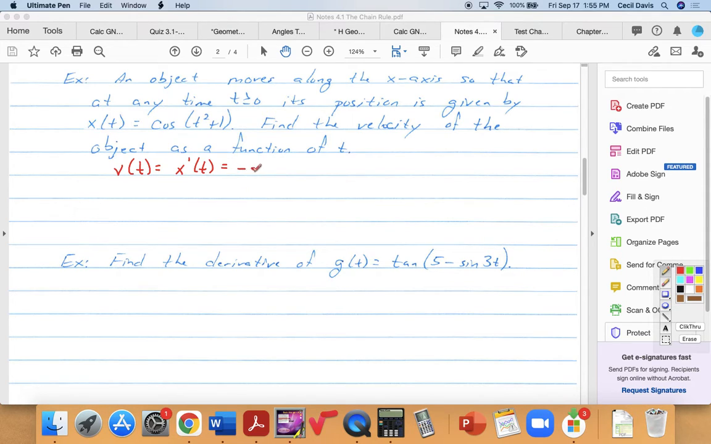So this will be negative sine of, leave the inside part alone for now, t squared plus 1, times, now we're ready for the next layer, 2t. And again, we will typically rewrite that as negative 2t sine of t squared plus 1.